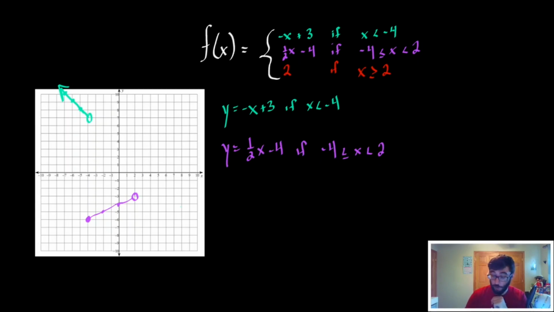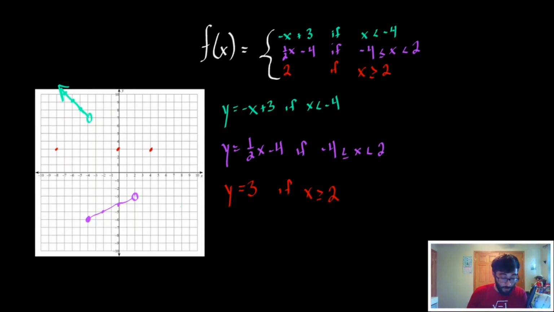But we still have one more, and that is y equals 3. So we're graphing y equals 3 if x is greater than or equal to 2. Remember, that is just a perfectly horizontal line when y is 3, because y is 3 here, y is 3 here, y is 3 here, and so on and so on.